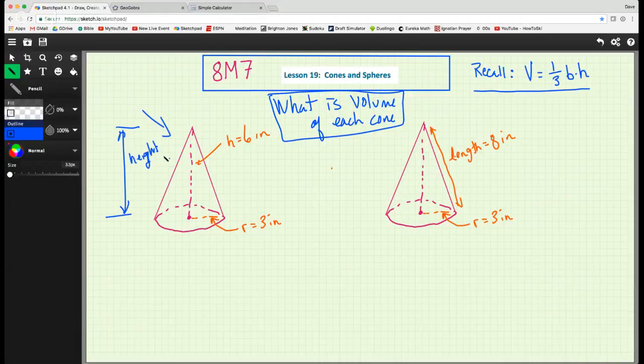And I'll try and show this to you here in a second. Whereas the slant height, we have over here on this cone. This is a different cone, and we're not measuring the height from top to bottom, but we're measuring the length, the height, or the length down the edge. And that's 8. And so in this case, we're going to want to find the volume of the cone.